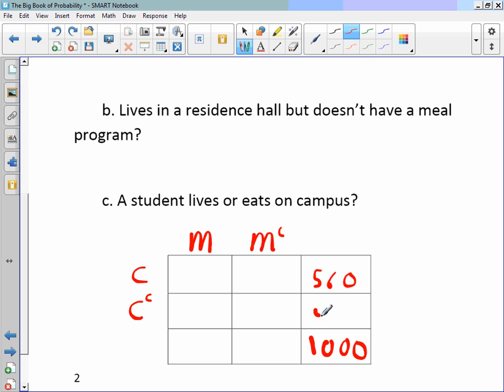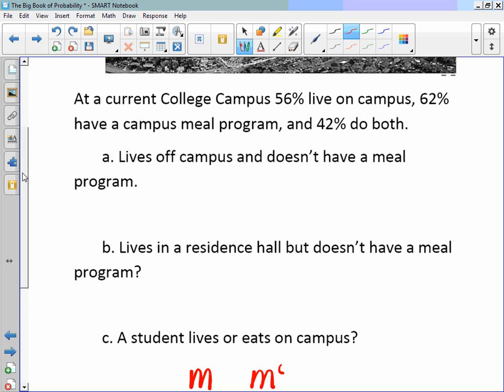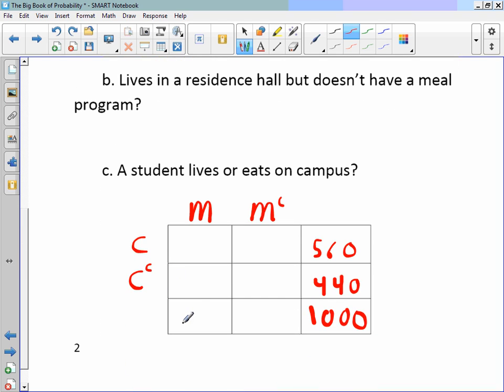Okay, then meal program. 62% have a meal program. So that's 620, right? So then my math here, that's 380, I believe. 380, right? That'll add up to 1,000? I believe so. Now I need one more to fill in the rest.